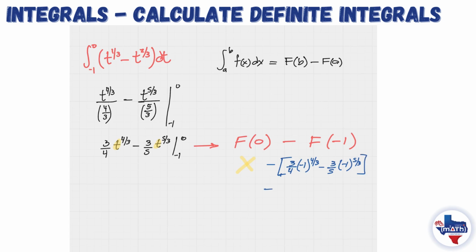Okay, so negative 3/4 times -1 to the 4/3. -1 to the 4/3 is the cubic root of -1 to the 4th, because that 4 is an even number, so that becomes positive, and the cubic root of 1 is just positive, so it stays 3/4.